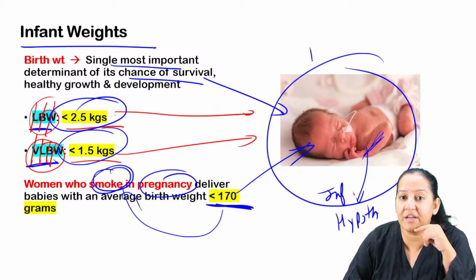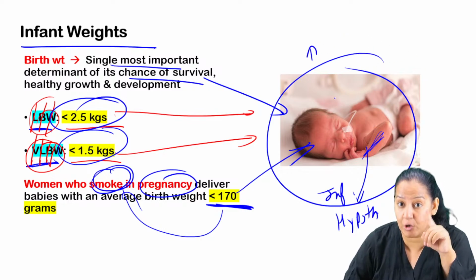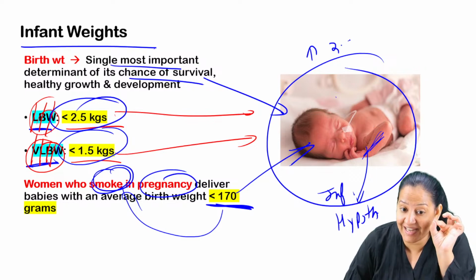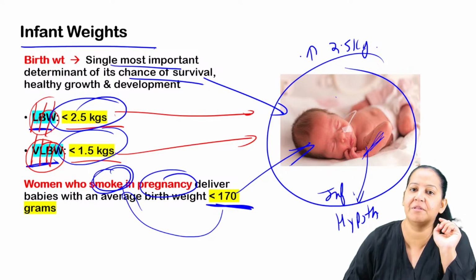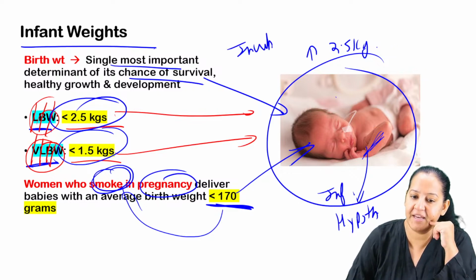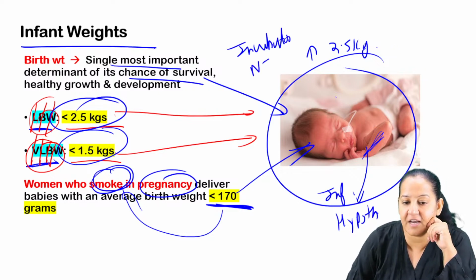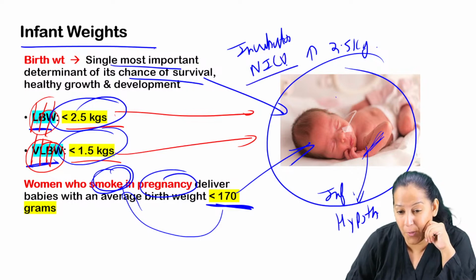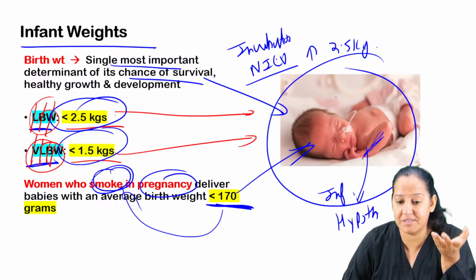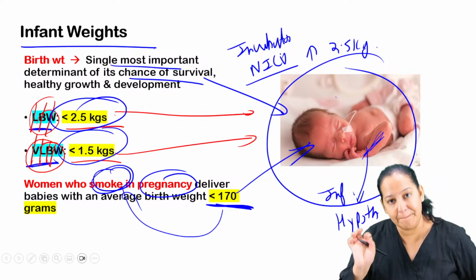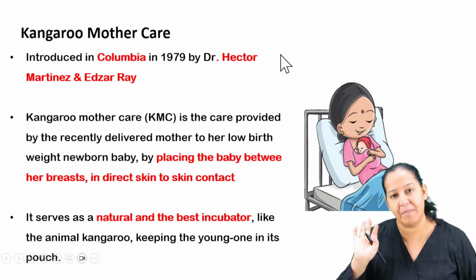So we have to increase the weight of the baby very fast, to at least 2.5 kg. How can we do so? There are two ways. Either keep the baby in an incubator. Incubators are present in the NICU, neonatal ICU, but they are very costly and not everyone can afford the NICU. One day's charges of NICU are very high. So the best incubator is the mother herself.